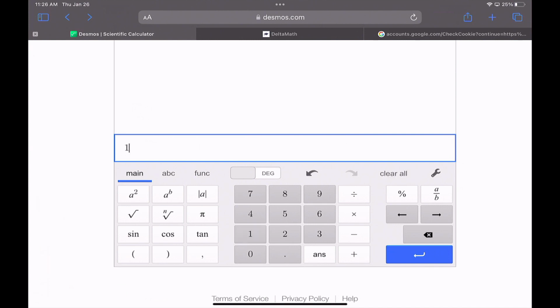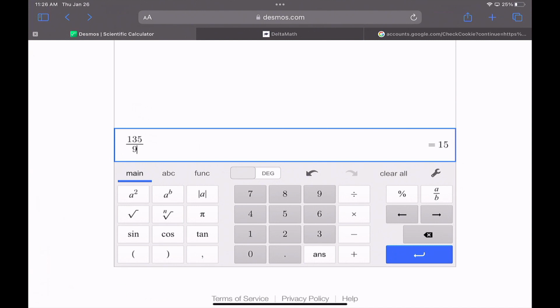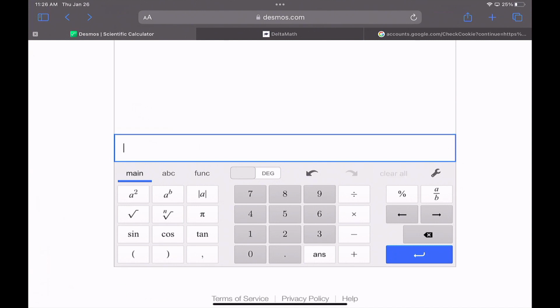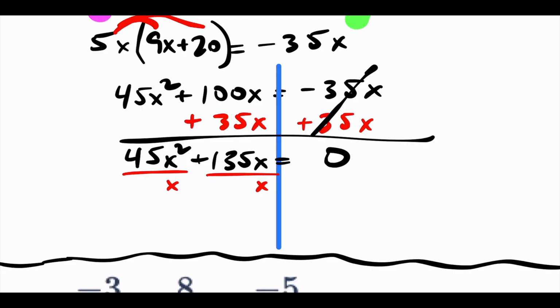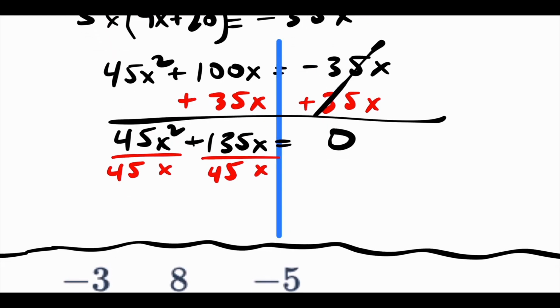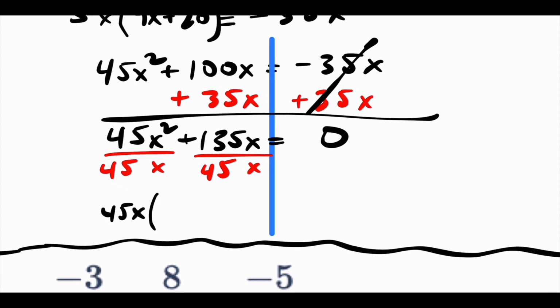Does 9 go into both? 135 divided by 9... Actually, 135 divided by 45, yeah, 45 goes into both. I think there's a lot of numbers that go into both, but the biggest one is going to be 45. And we always want the biggest. The GCF means the biggest. So 45 and 45. So 45x, that makes 1x plus 3, because it goes in 3 times.